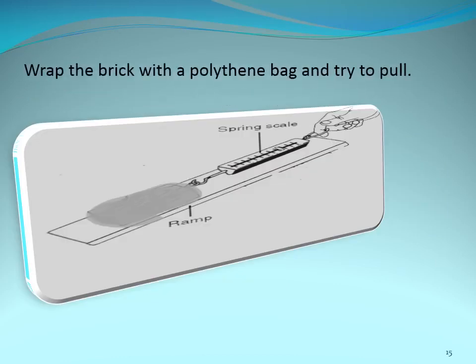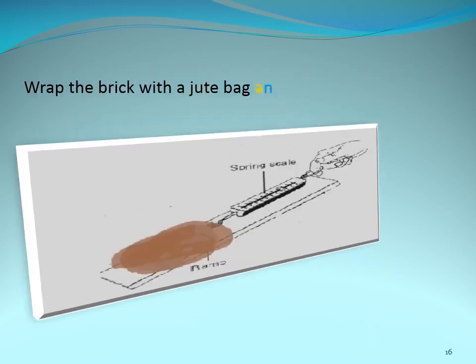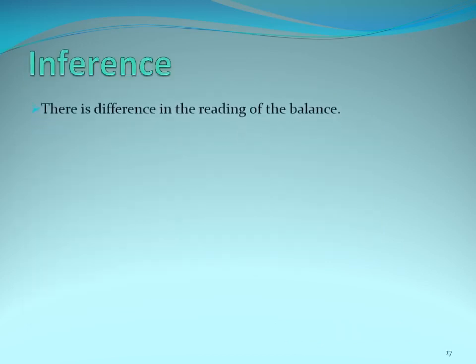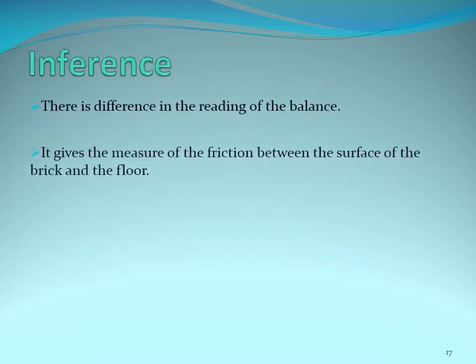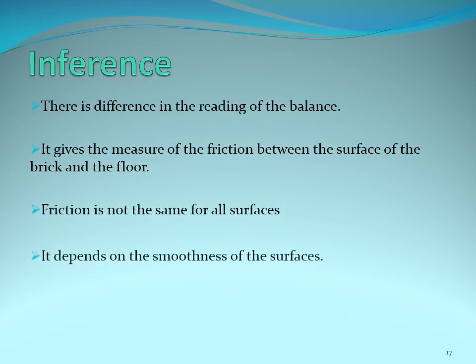After that, wrap the brick with a polythene bag and try to pull it by holding the other end of the balance. Again note the reading of the spring balance. Wrap the brick with a jute bag and pull it. Note the reading. Compare the three readings of the experiments. You can see that there is a difference in the readings of the balance.